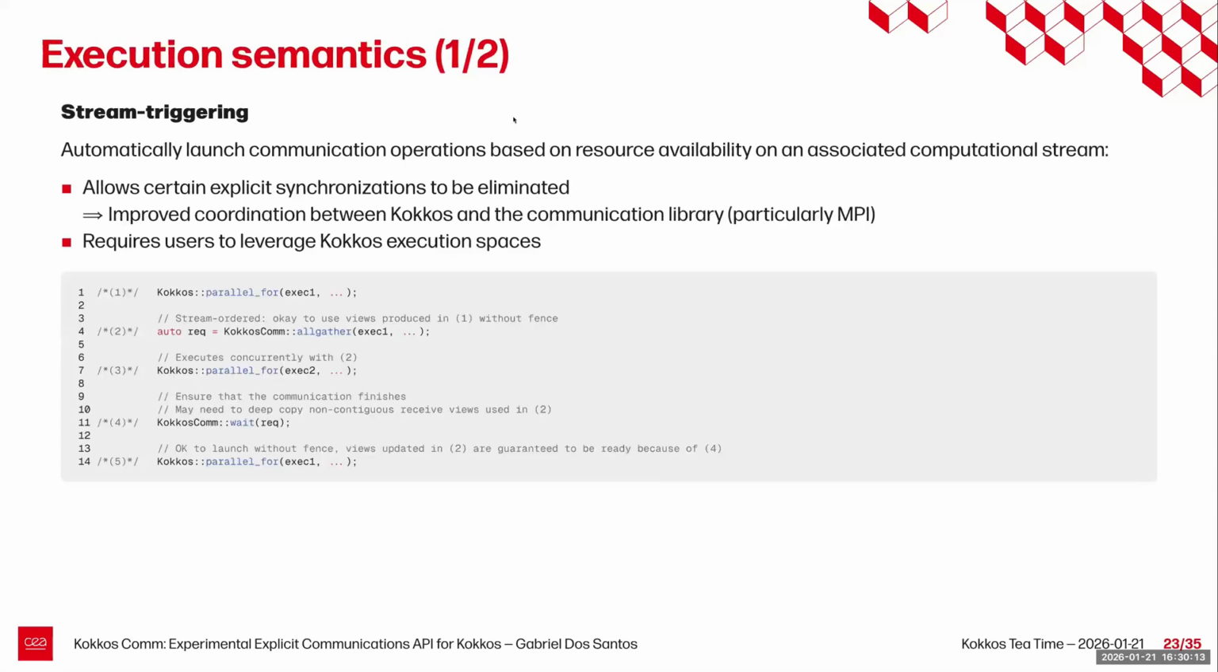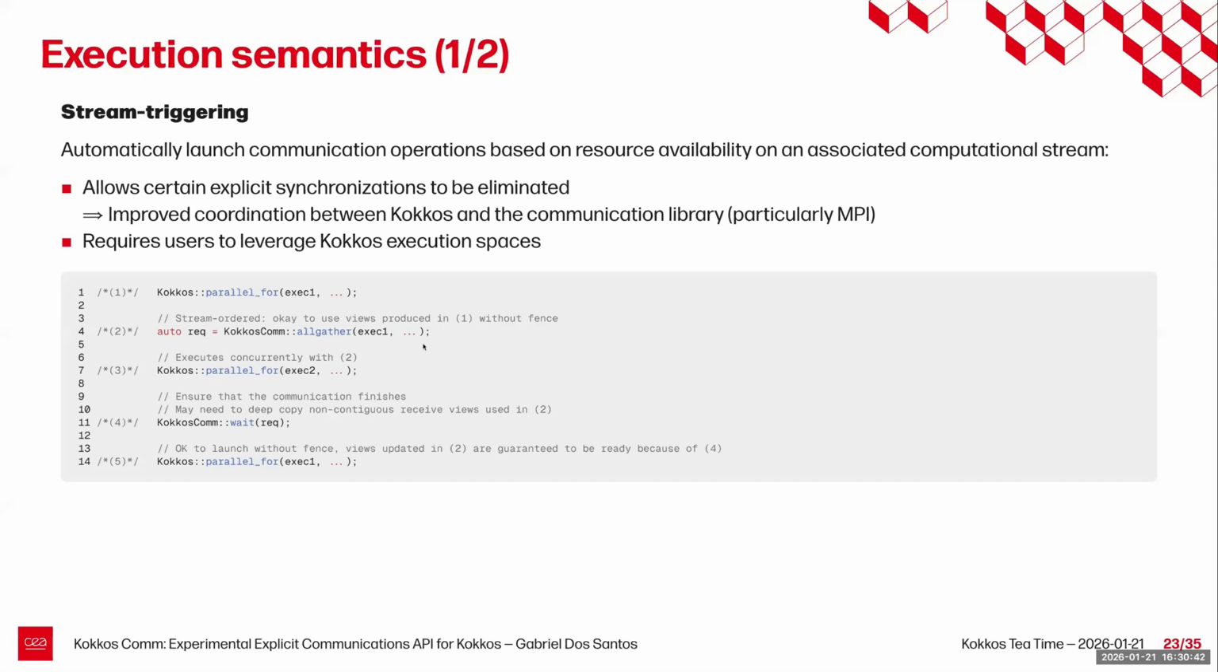Then we also want to explore some execution semantics. First, stream triggering. We are exploring that with the NCCL backend, but how it would work on MPI as well is a question that we need to answer. Basically, it would allow us to eliminate some explicit synchronizations when we leverage Kokkos execution spaces.